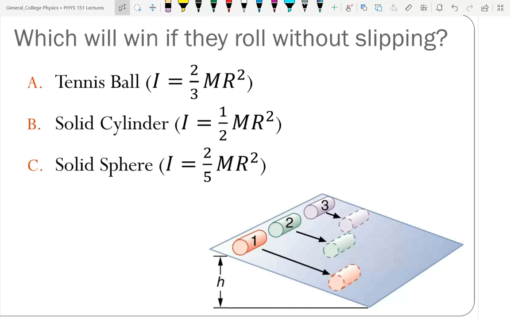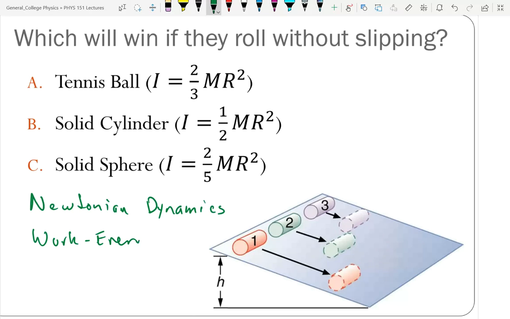Well, we're going to be tested on 2 primary ways of solving dynamics problems. Those 2 are Newtonian dynamics, that is using Newton's second law, and the work energy relation. So I'm going to solve this problem both ways so you can see examples of how to do the problems.